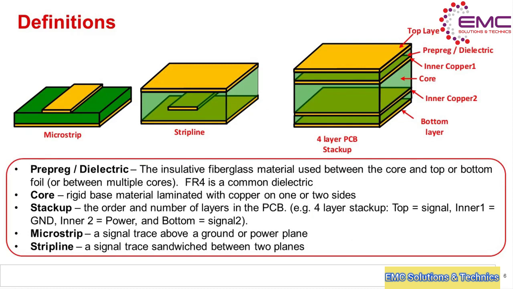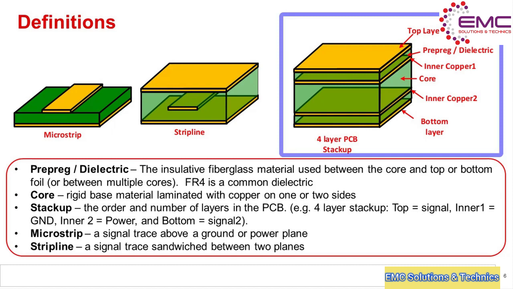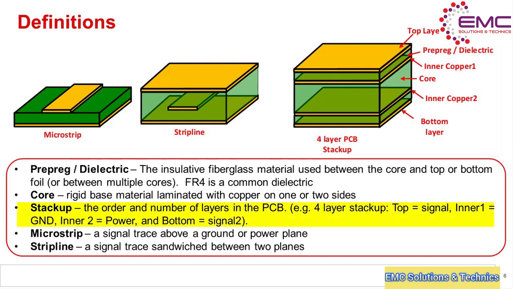Here are some basic printed circuit board layout definitions. The figure on the left is a 4-layer PCB with a top and bottom layer as well as 2 internal layers. Generally, the internal layers are reserved for ground and power planes, and the outer layers are used for signal traces. The functional order and number of layers on a PCB is called the stack-up. So, for example, a 4-layer board may have a stack-up of top equals signal, inner 1 equals ground, inner 2 equals power, and bottom equals signal.